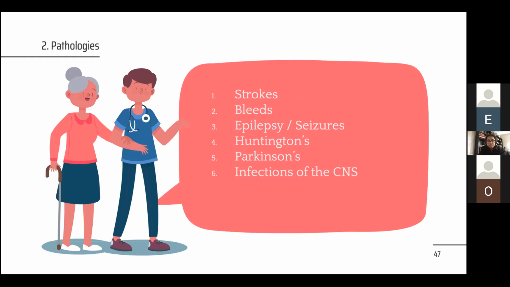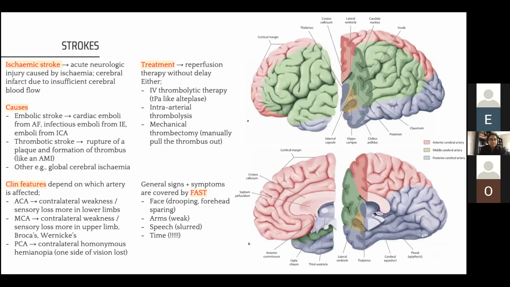Starting with strokes, we've already talked a lot about the blood supply of the brain and what different arteries supply. But an ischemic stroke itself is an acute injury that's caused by ischemia. So something is blocking the cerebral artery and not enough oxygenated blood is getting to the area that it's meant to perfuse. So this can be for a whole range of reasons.